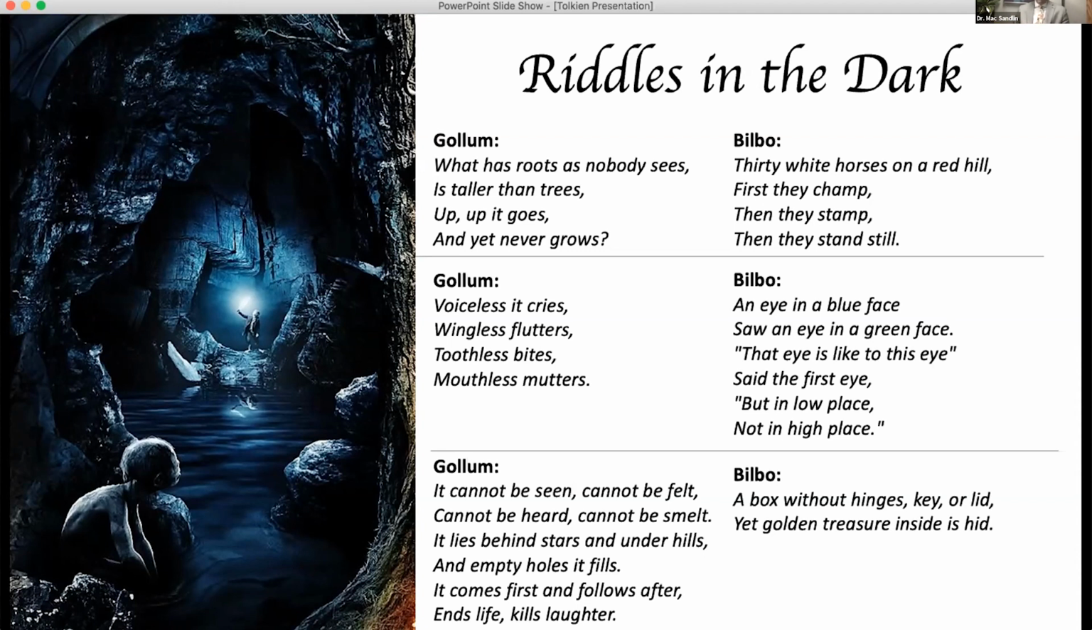So then Bilbo asked in response, and this was always my favorite when I was a kid. I just loved this one. I thought it was really charming and clever. A box without hinges, key, or lid, yet golden treasure inside is hid.